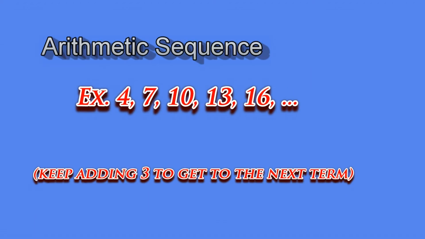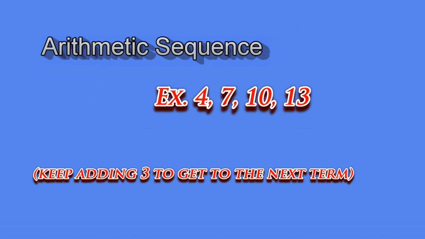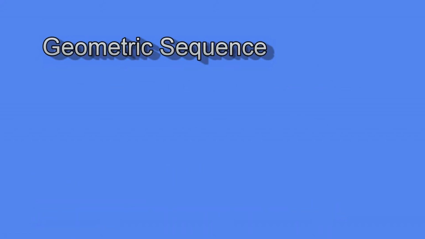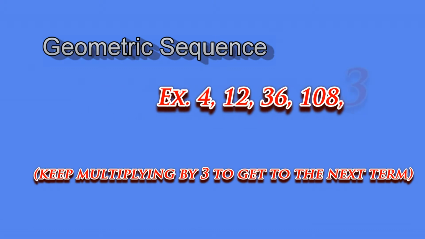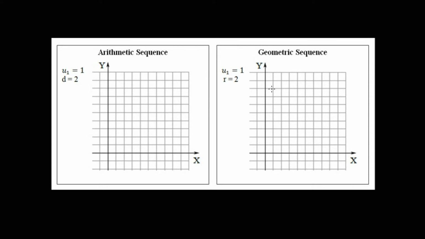So remember that an arithmetic sequence is a sequence where the difference between one term and the next term is constant, that constant being called the common difference. A geometric sequence is a sequence where each term is found by multiplying the previous term by a constant, called the common ratio. So I first want to make a quick visual comparison between the graph of an arithmetic sequence and the graph of a geometric sequence.